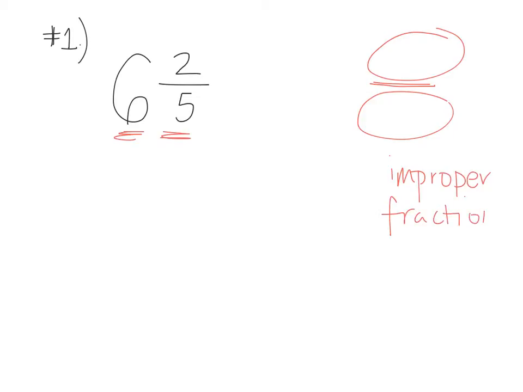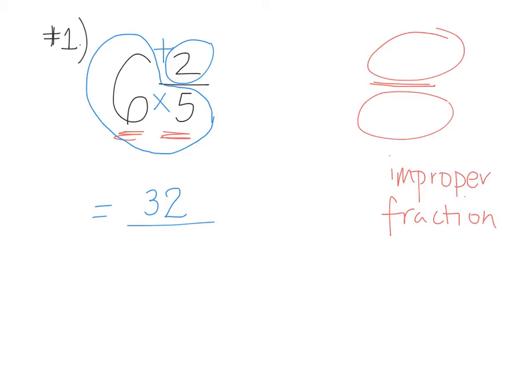Anytime you have a mixed number, you multiply the denominator and the whole number. I like to draw this little sketch here. I'm going to multiply 6 times 5. That's the first step, because multiplication comes before addition. 6 times 5 is 30. Then I add 30 plus the numerator, 2, which is 32. The numerator is going to be 32, and the denominator stays the same. So it's 32/5.